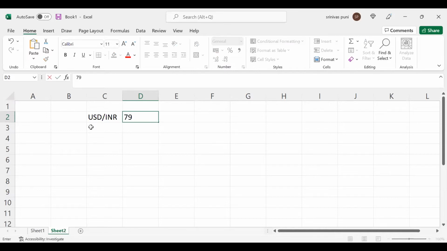Okay, let's say dollar to rupee is 79, right? 79 rupees is my dollar to rupee quote, which means $1 is equal to 79 rupees. Now, this is the spot rate.